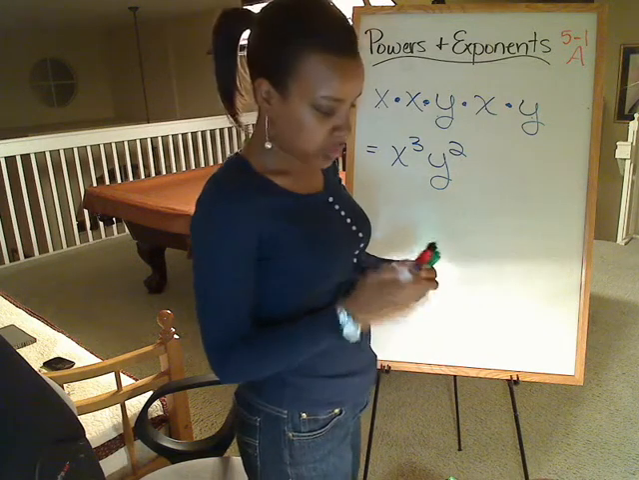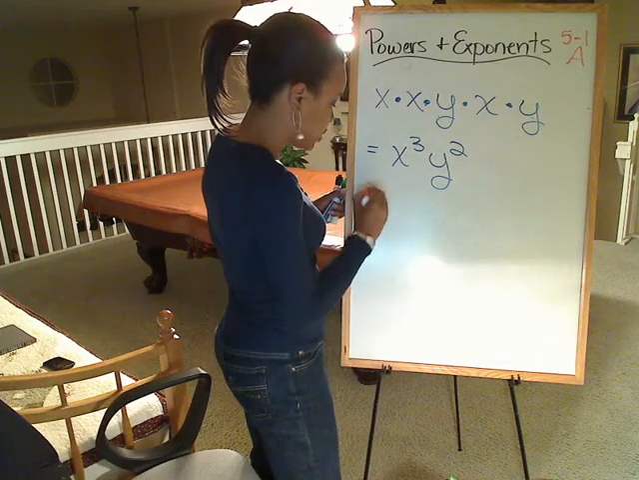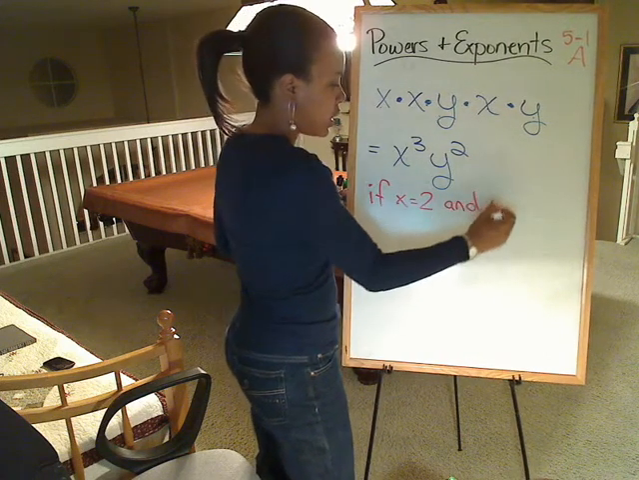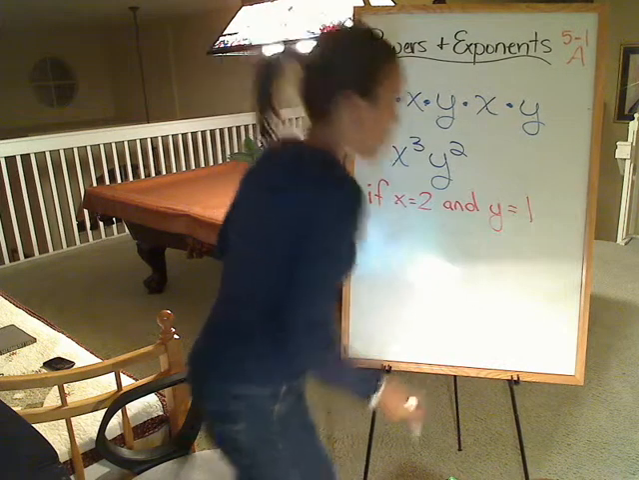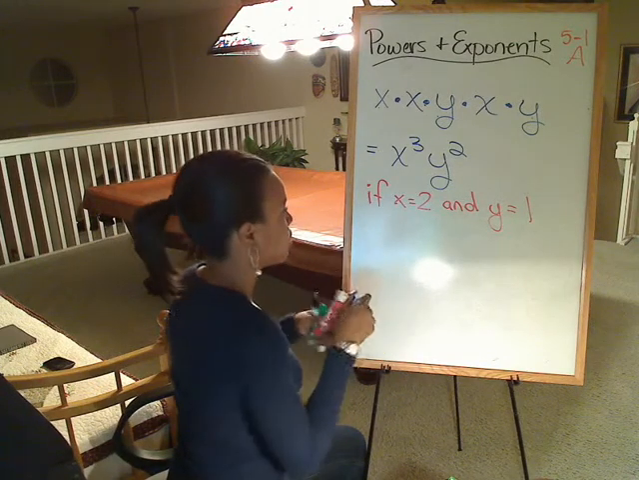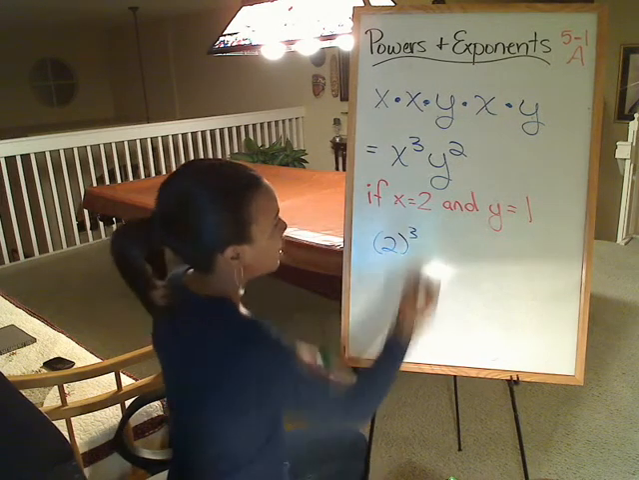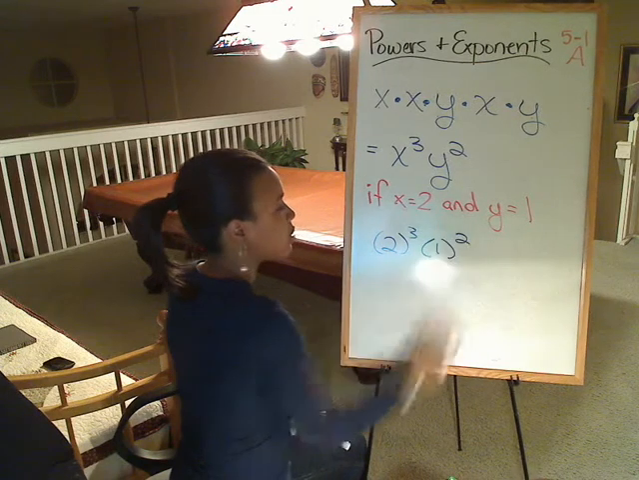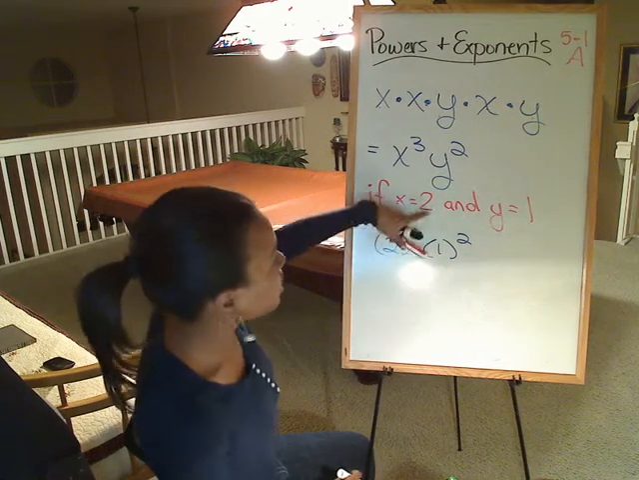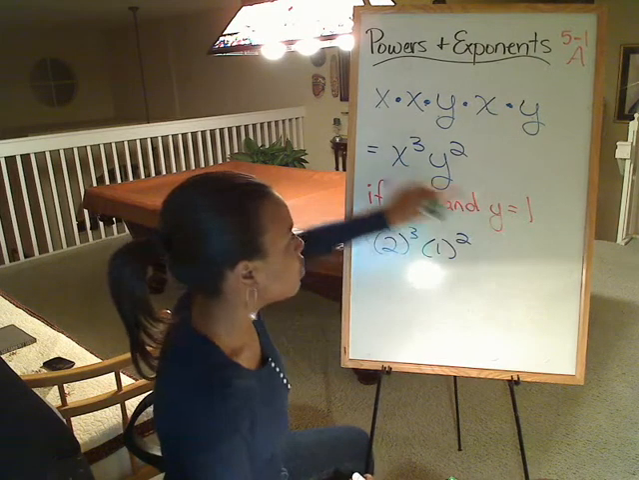Now, what if we had to solve this? What if they said solve this expression if x equals 2 and y equals 1. Let's solve it. So if x equals 2, that means you would get 2 to the third power, right? Because x is 2. And 1 to the second power, or squared, right? Because y equals 1. So all I did was plug in these numbers where the variables were. I plugged in the 2 for x, and I plugged in the 1 for y.